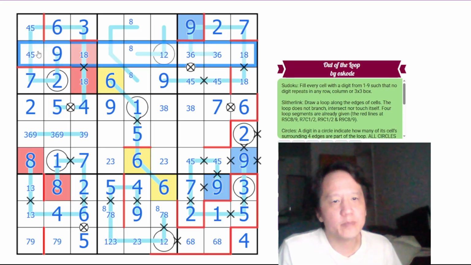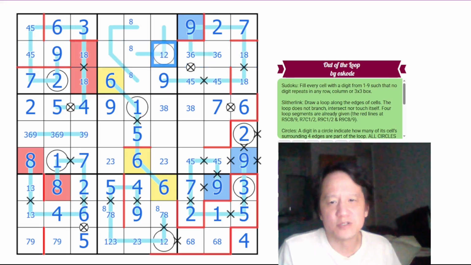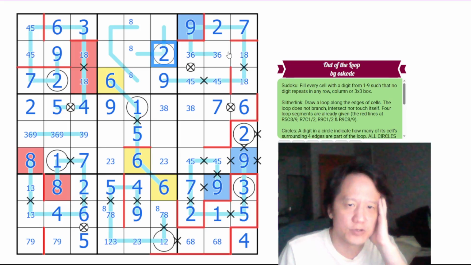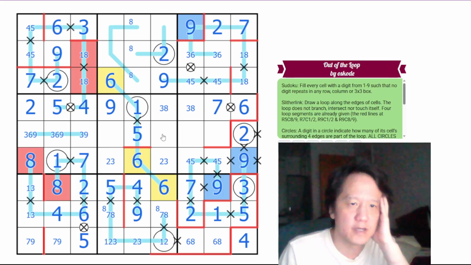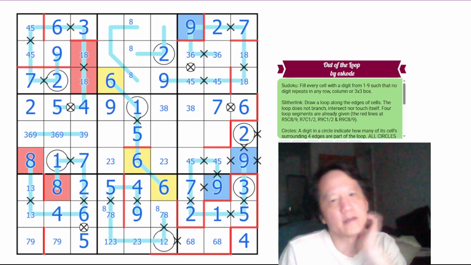We have a 1-8 pair in row 2, which eliminates 1 and 8 in the rest of the row. So this is 2. That means it has 2 slither link borders. We don't know where. This obviously can't be. This can't be. This can't be. Obviously that can't be, and that can't be.